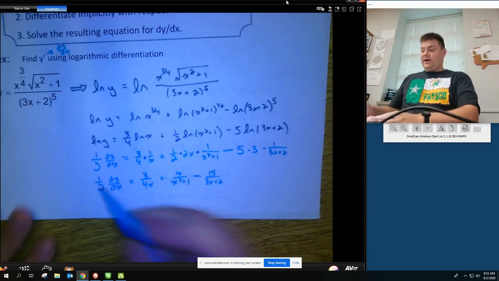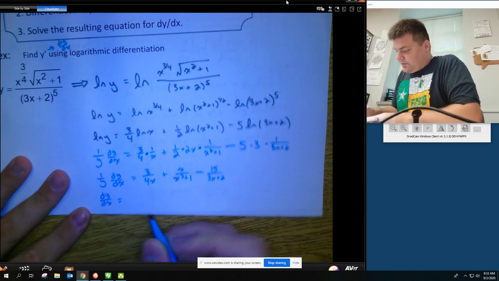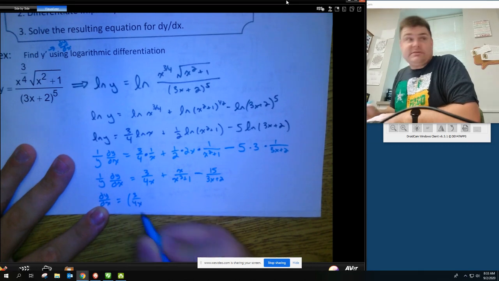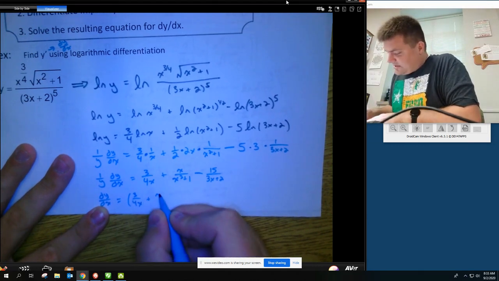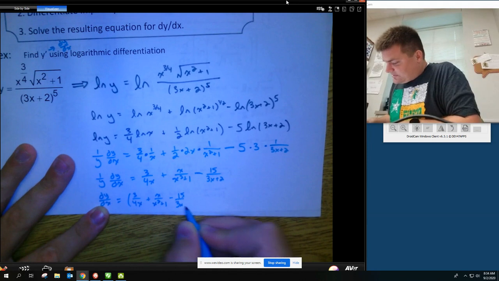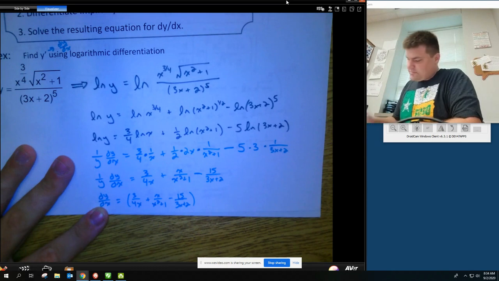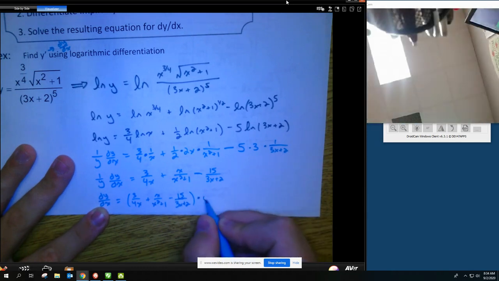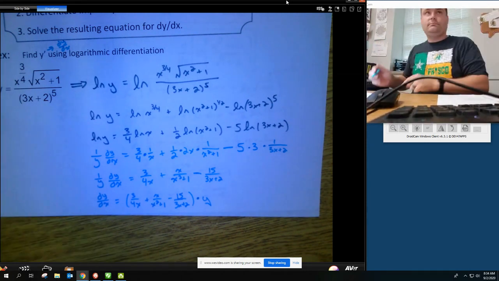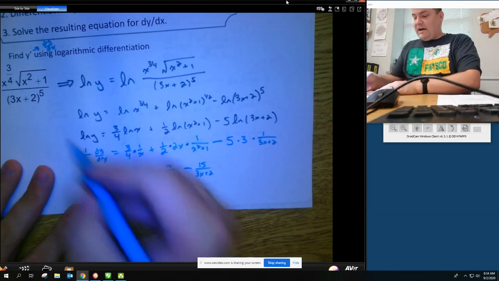Now, I need to get the y on the other side because I just need dy dx. So dy over dx is going to equal all this stuff we just did, 3 over 4x, which is on the screen, plus x over x squared plus 1 minus 15 over 3x plus 2, times y. And then your answer is never going to have a little y in it. So all we're going to do now is substitute for this y right here.